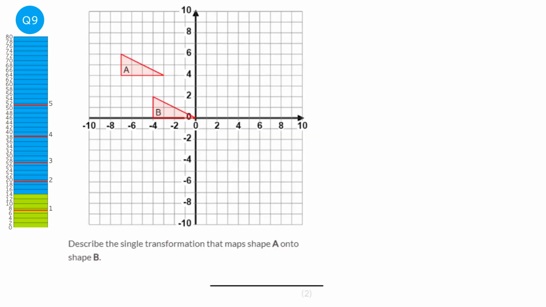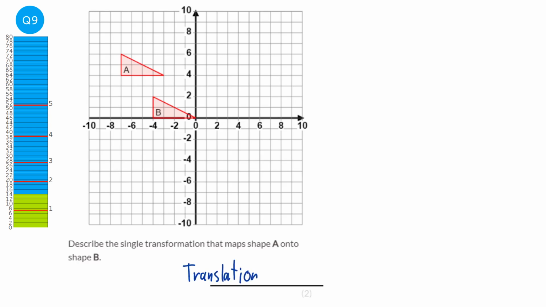Now between A and B, the shapes haven't changed size, so it's not an enlargement. They haven't rotated or mirrored, they've just moved. And the word we use for that is translation. So this has been a translation.